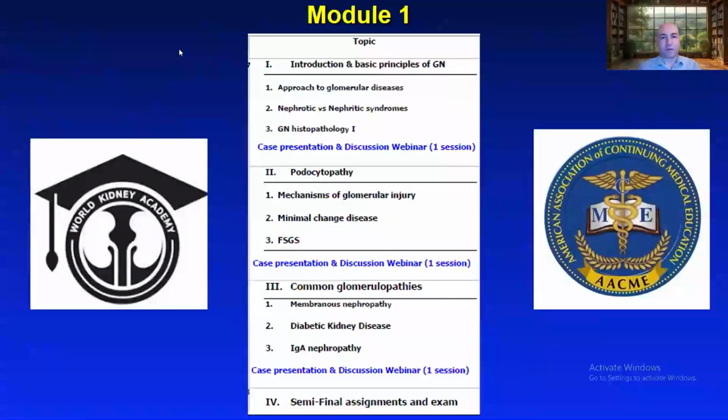Here is the module 1 timetable. We are going to start with the first week on approach to glomerular disease, then nephrotic versus nephritic syndrome. Then we'll have a dedicated week for nephropathology. Then we'll focus on podocytopathy, including mechanism of glomerular injury, minimal change disease, FSGS. Then we'll move to membranous nephropathy, diabetic kidney disease, IgA nephropathy. And before we finish each module, we have 3 weeks of exams.